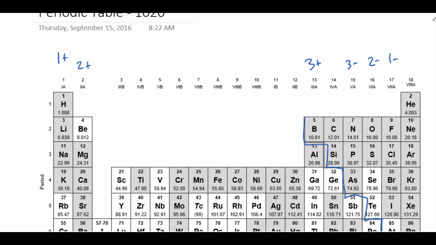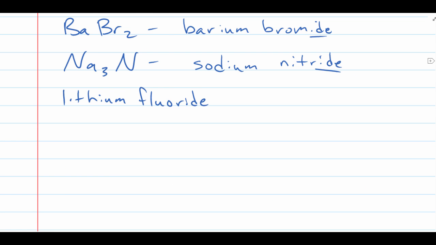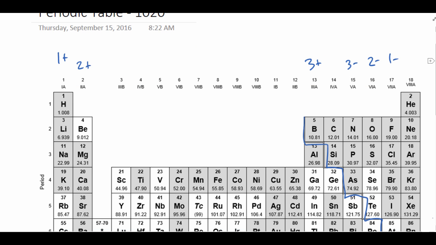And that's because when we go back to how we define these, we say that in ionic compounds, electrons are transferred. And electrons are always transferred from metals to nonmetals. And when electrons are transferred, that means that metals tend to give up the electrons. And remember, electrons have what type of charge? Negative. They have a negative charge.